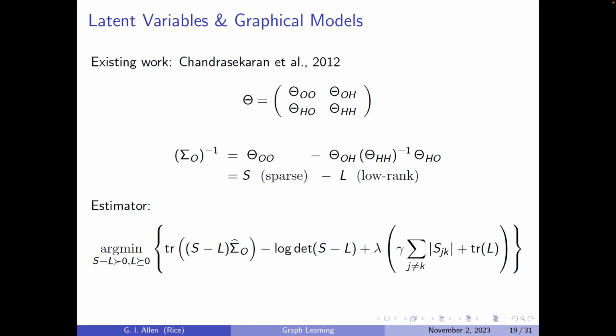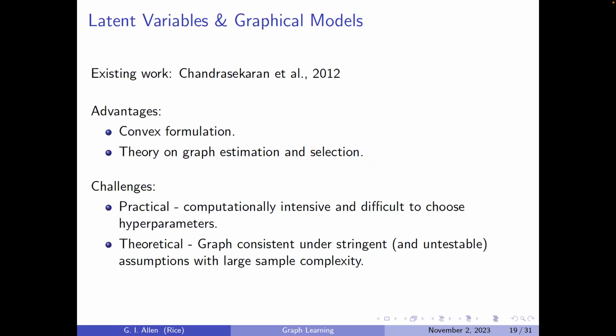And there's some really fantastic existing work by Venkat, who decomposed the graph for all neurons in the brain into the observed part and the hidden part. Then he modeled the inverse covariance matrix of the observed part as sparse minus low rank. And we have this estimator here, which is just the first two terms, the multivariate log likelihood, a sparsity penalty, and a nuclear norm or trace penalty to enforce low rankness. And this is really nice because it's a convex formulation.